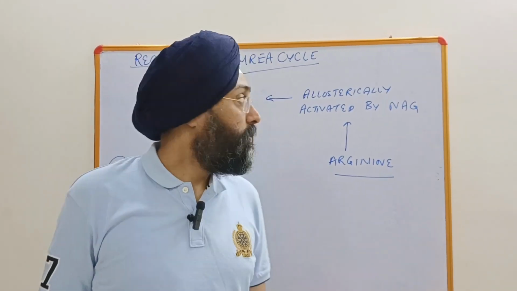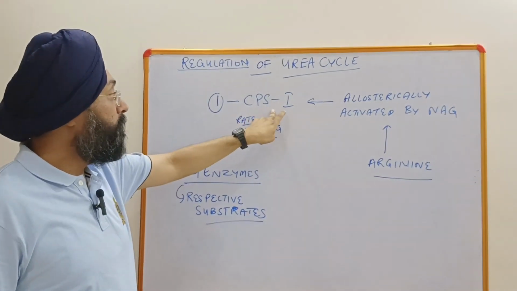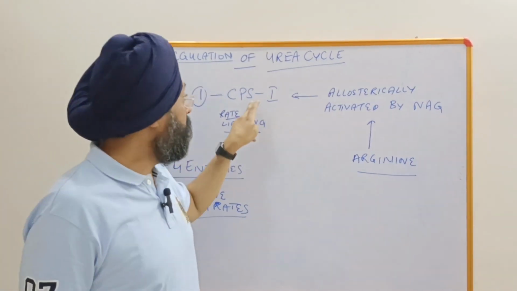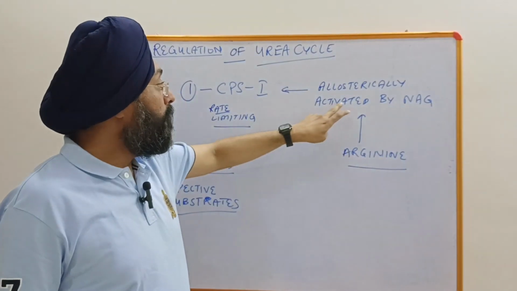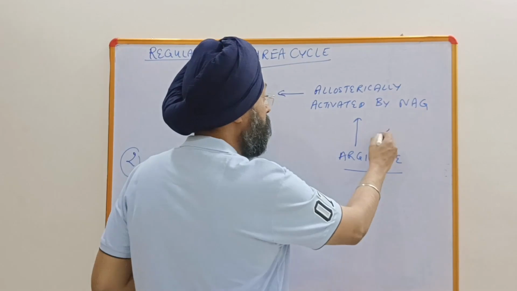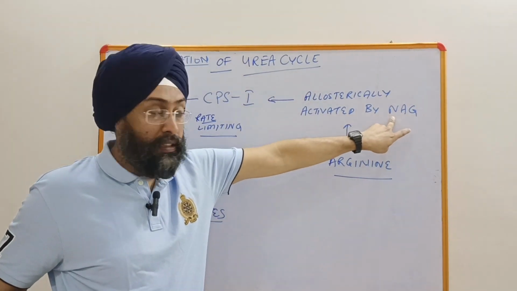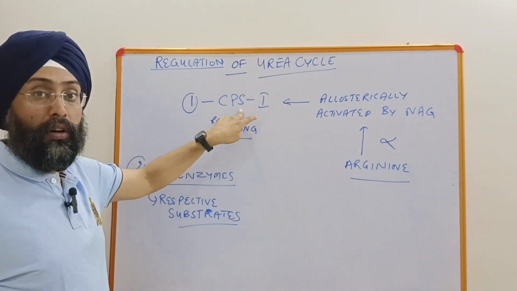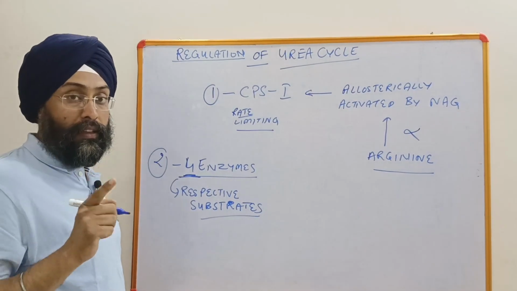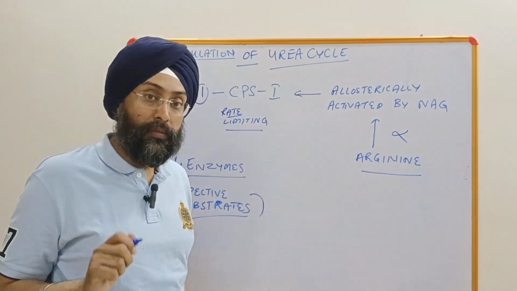So now we'll start with regulation of urea cycle, right? The first step is very important for regulation. The carbamyl phosphate synthetase 1 reaction is the rate limiting step, right? And CPS1 is directly controlled by its cofactor, that is N-acetyl glutamate, right? And N-acetyl glutamate is directly proportional to the concentration of arginine, right? So when we eat a protein rich meal, the concentration of N-acetyl glutamate will increase, and it will further stimulate carbamyl phosphate synthetase 1, and urea cycle will keep on proceeding, right? And the remaining 4 enzymes, second, third, fourth, and fifth, are controlled by the relative concentration of their respective substrates.